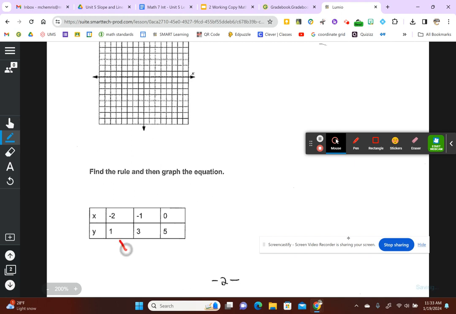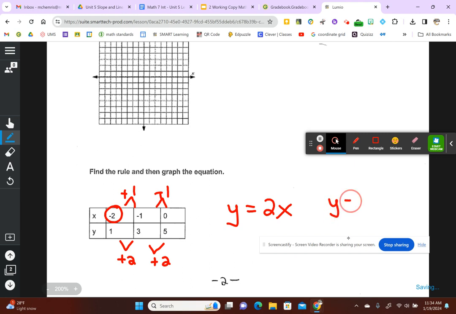I think back to how we found the rule. So I'm adding 2 here. I look for the change in Y, plus 2, over the change in X, which is plus 1. So I know my multiplier is 2. So this is Y equals 2X. But now let me plug in this. If Y equals 2 times negative 2, which is negative 4, what do I have to add to turn it into a 1? The answer is 5.